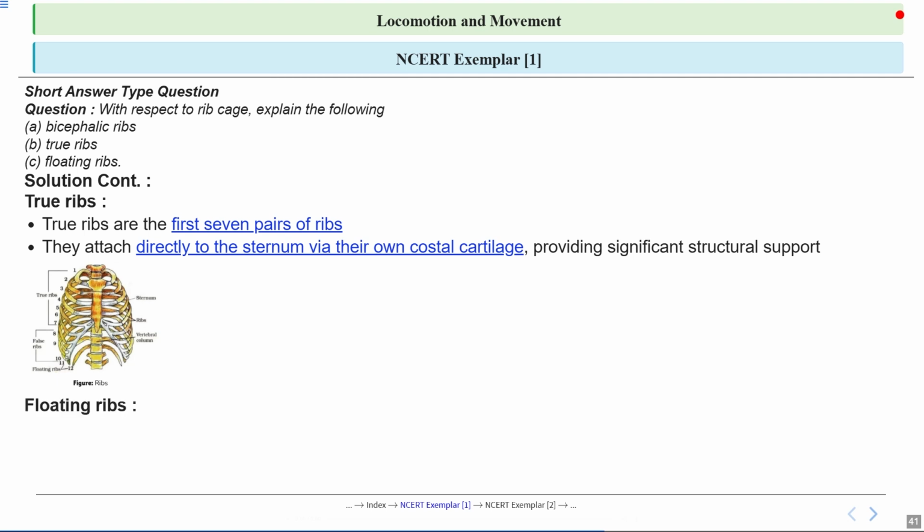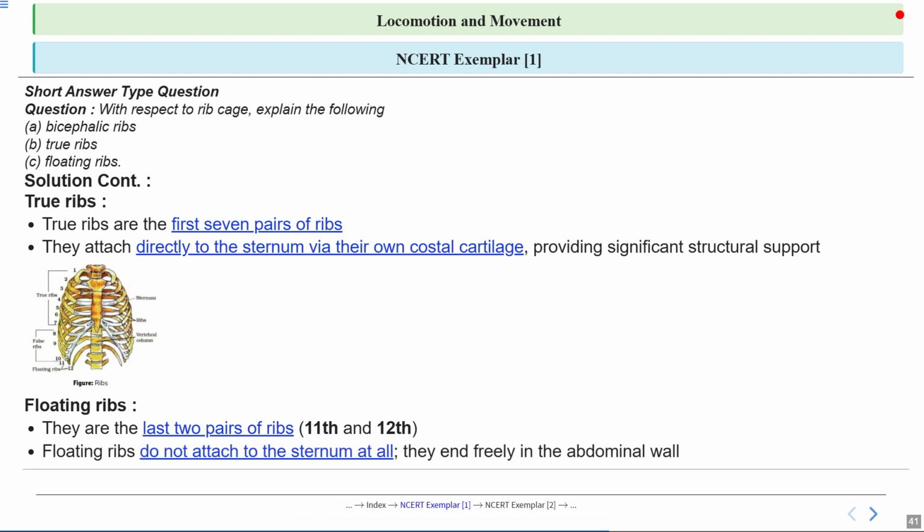Now let's talk about floating ribs. We have already discussed it. The 11th and 12th ribs are the last 2 pairs of the ribs in the human body, and they are unique because they do not have proper attachment to the sternum, making them floating ribs. These ribs are literally shorter and more flexible, and they provide less structural support but allow for greater movement in the lower part of the rib cage, which can be important for breathing as well as protecting the internal organs.